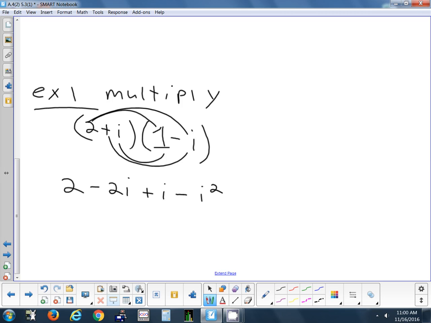All right, so we'll try one more with multiplying because in order to divide, you have to multiply. So multiplying is pretty important. So take a second and try that one on your own. 8 plus I times 3 plus I.